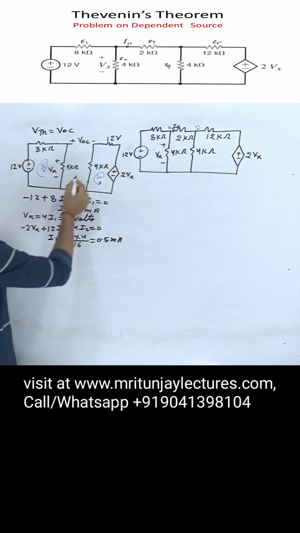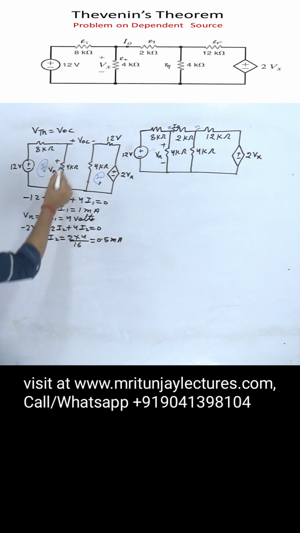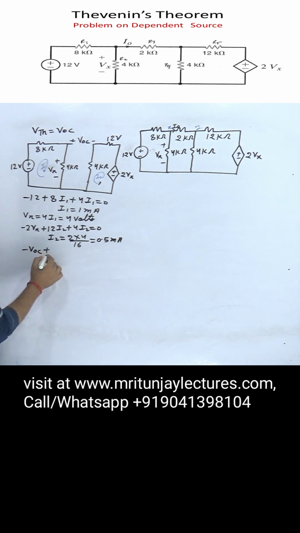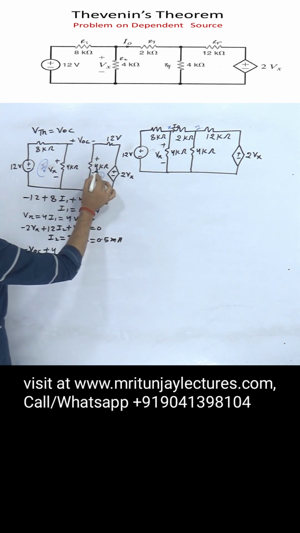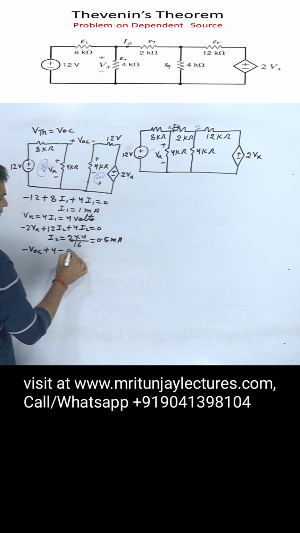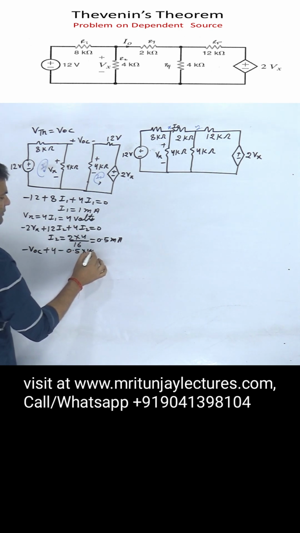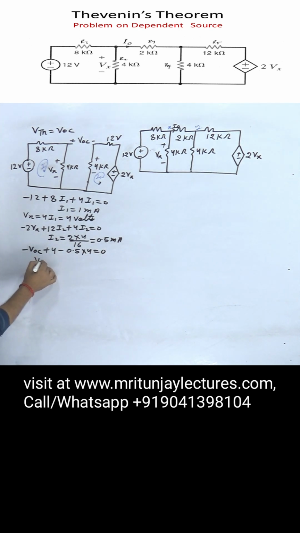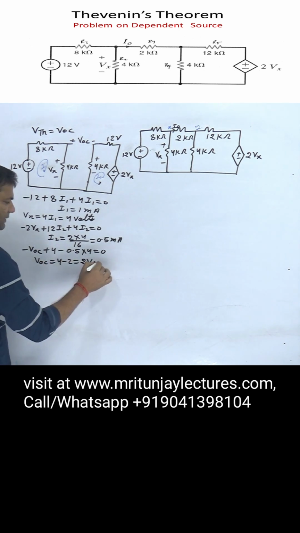Okay, now apply KVL in this loop. Minus 2 plus minus V of OC plus Vx. Vx is 4, and current goes from here to here, so minus I2, that is 0.5 into 4, equals 0. So V of OC equals 4 minus 2 volt.